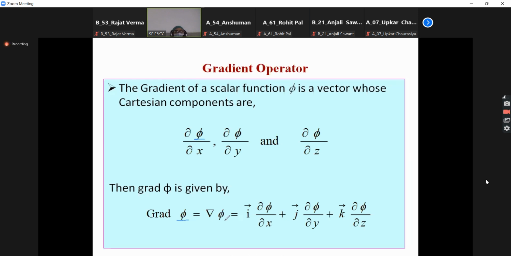Okay, so del phi results in a vector. So gradient always results in a vector. Divergence results in a scalar, curl results in a vector which is perpendicular, and gradient results in a vector again because it is a multiplication of del with a scalar value, which is phi. So this is another term, that is gradient.